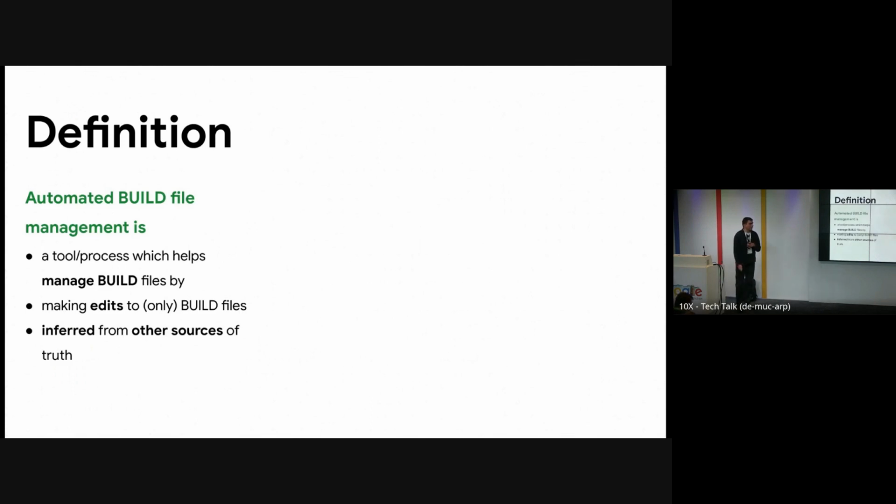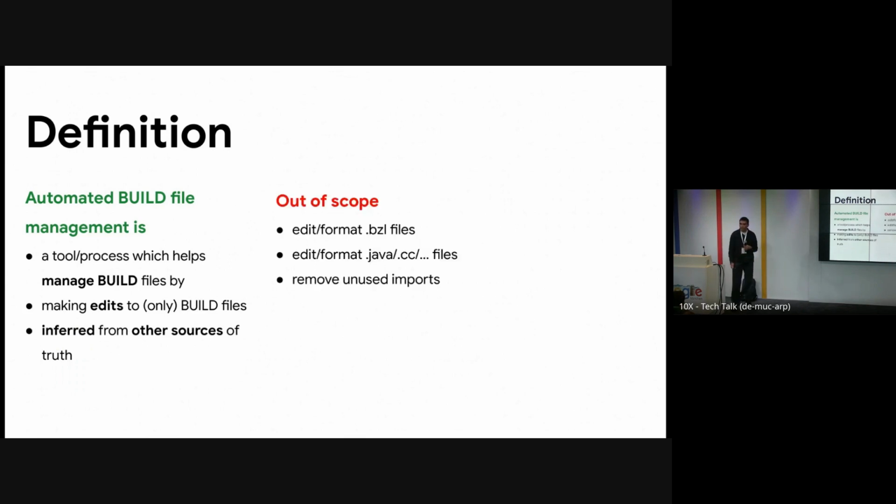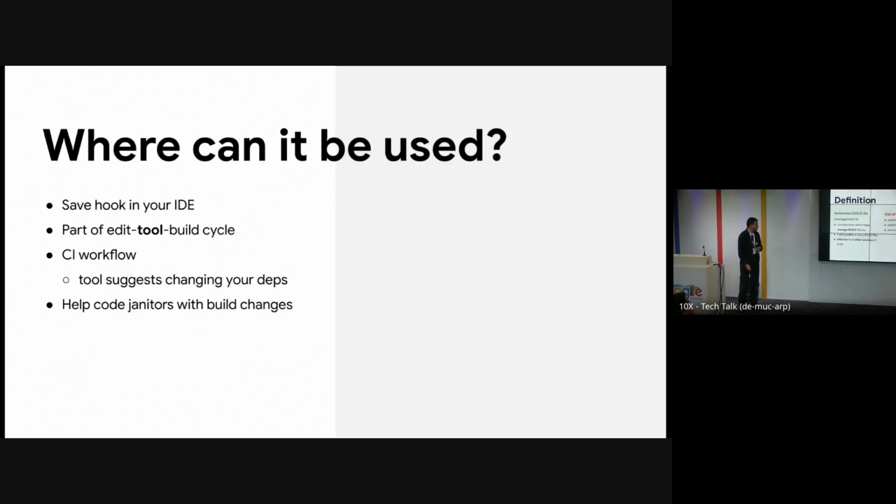So first, what is build automation? Automated build file management is basically a process or tool which manages build files by making edits only on build files, and the source of truth is something else. In particular, editing or formatting BZL files, editing your Java CC files, removing unused imports in your Java code is out of scope because we touch only build files and nothing more. In scope: creating build files, deleting build files, formatting them, editing them. Of course, for formatting, we already have Bulldozer, so we just call out to Bulldozer and don't reinvent it.